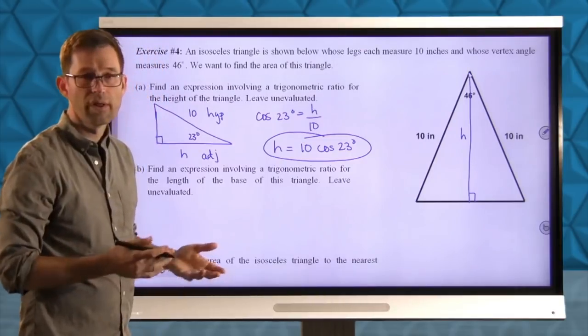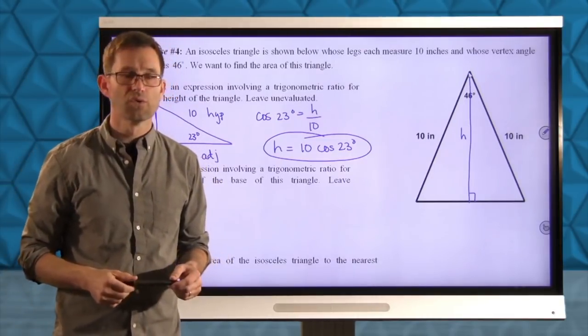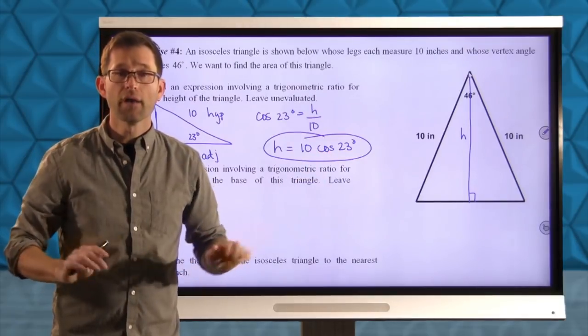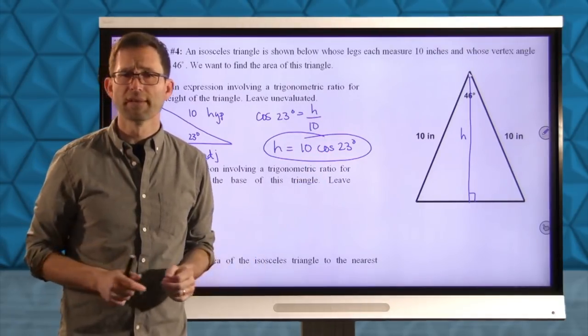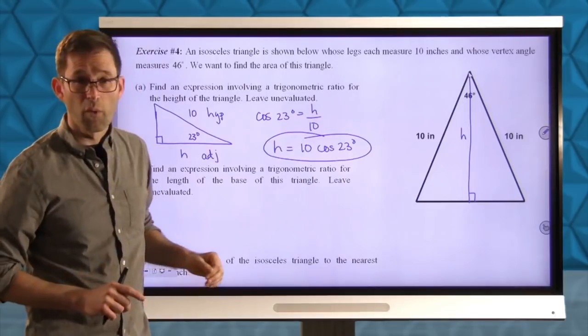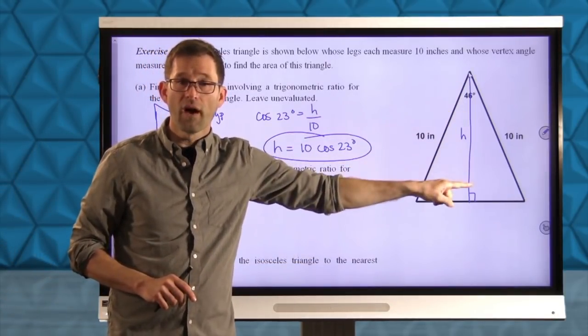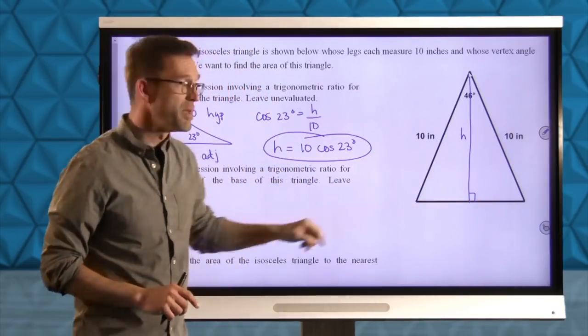Right? There it is. H is 10 times the cosine of 23 degrees. Simple. We leave it like that, unevaluated, no rounding, no messy decimals. Now that's part of what we need, right? To calculate the area of this isosceles triangle, we need the height, but we also need that base.